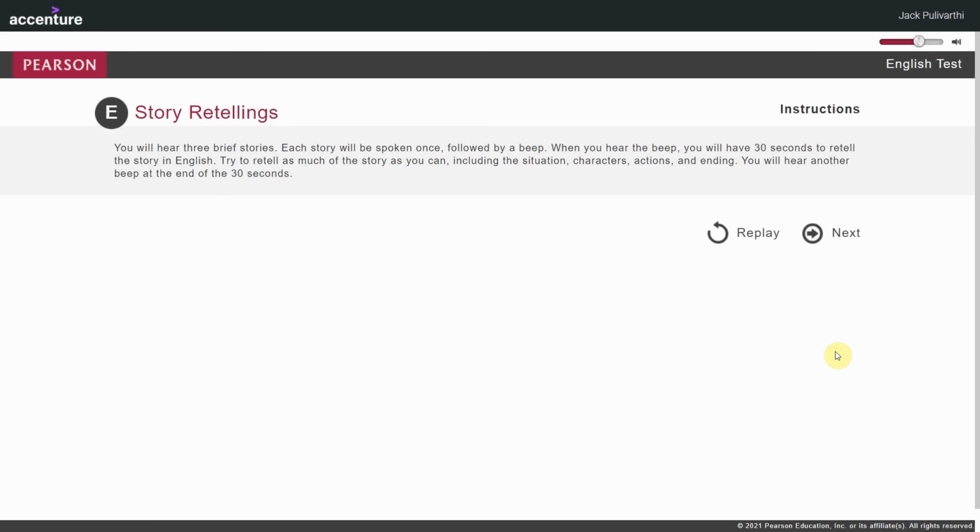Part E. Story Retellings. You will hear 3 brief stories. Each story will be spoken once, followed by a beep. When you hear the beep, you will have 30 seconds to retell the story in English. Try to retell as much of the story as you can, including the situation, characters, actions, and ending. You will hear another beep at the end of the 30 seconds.